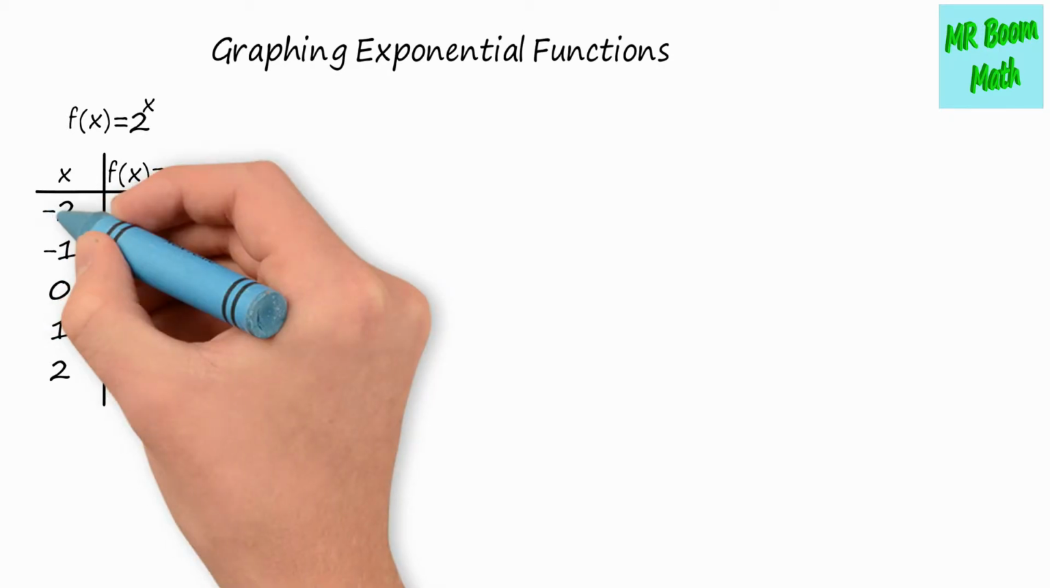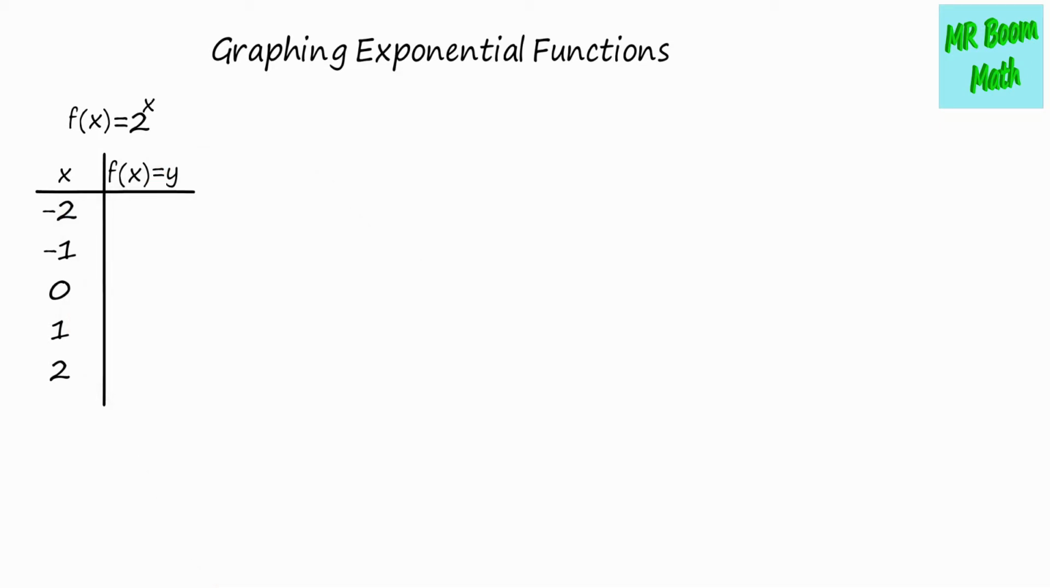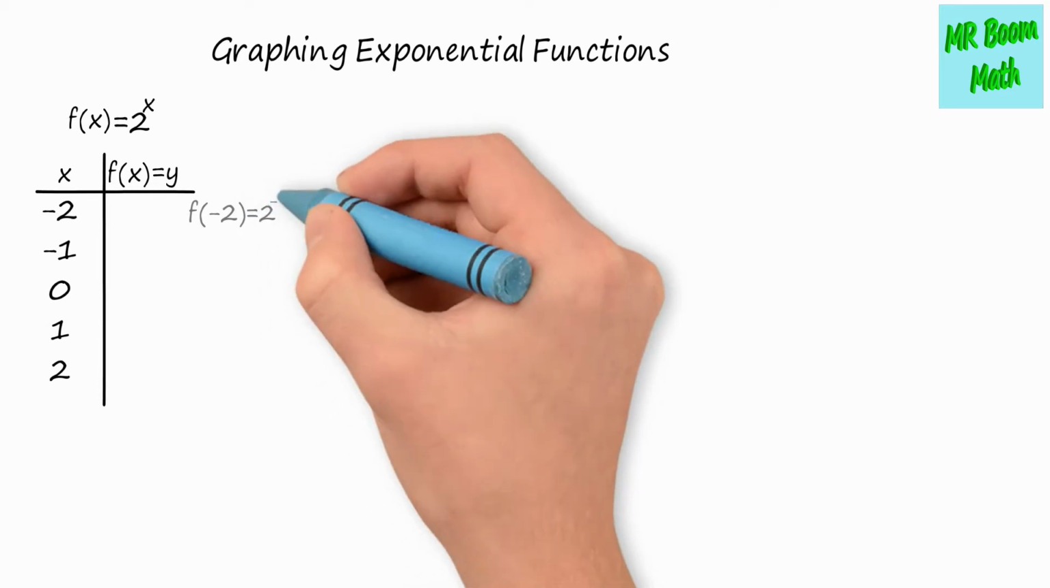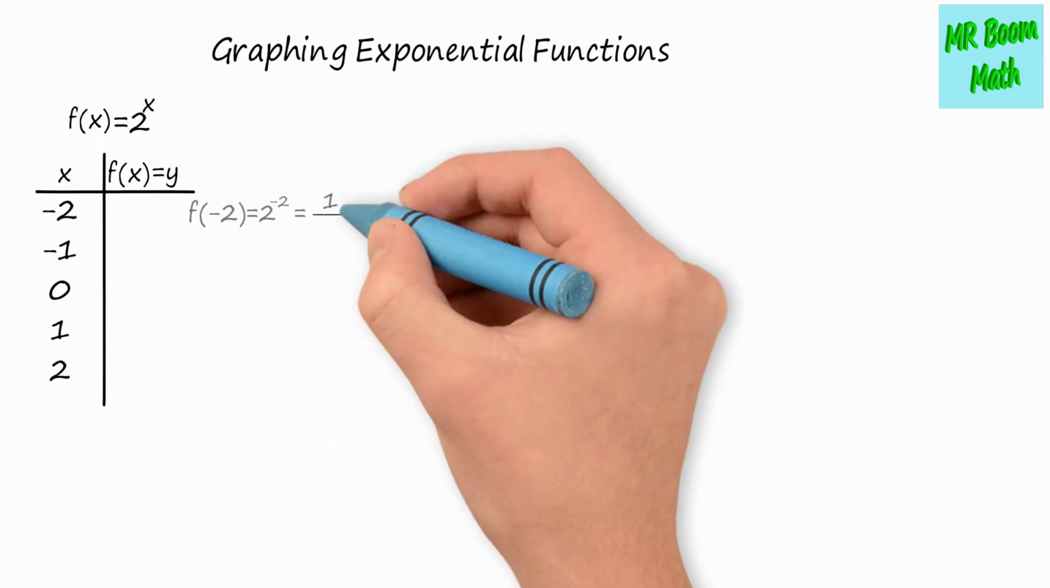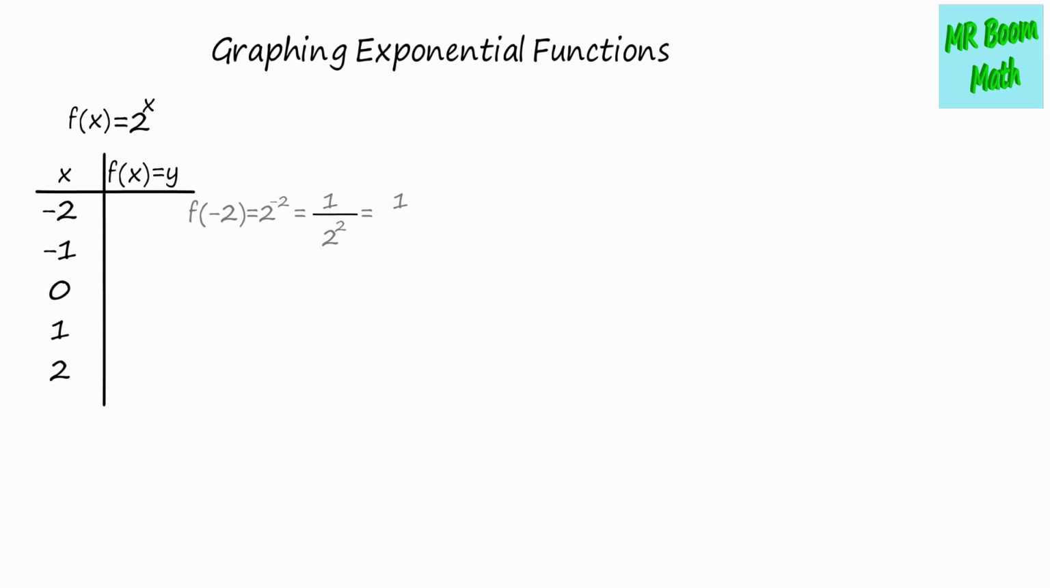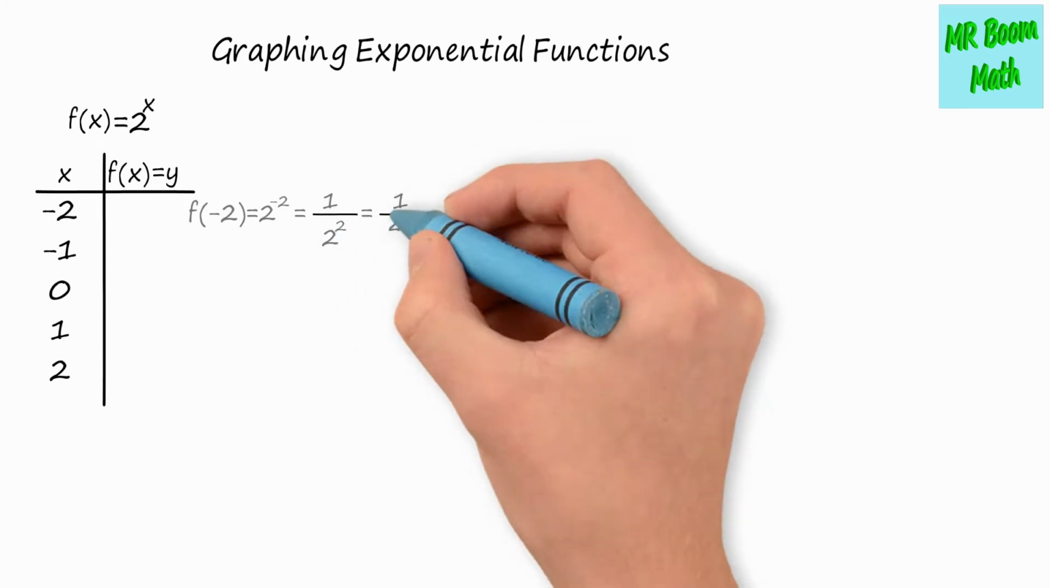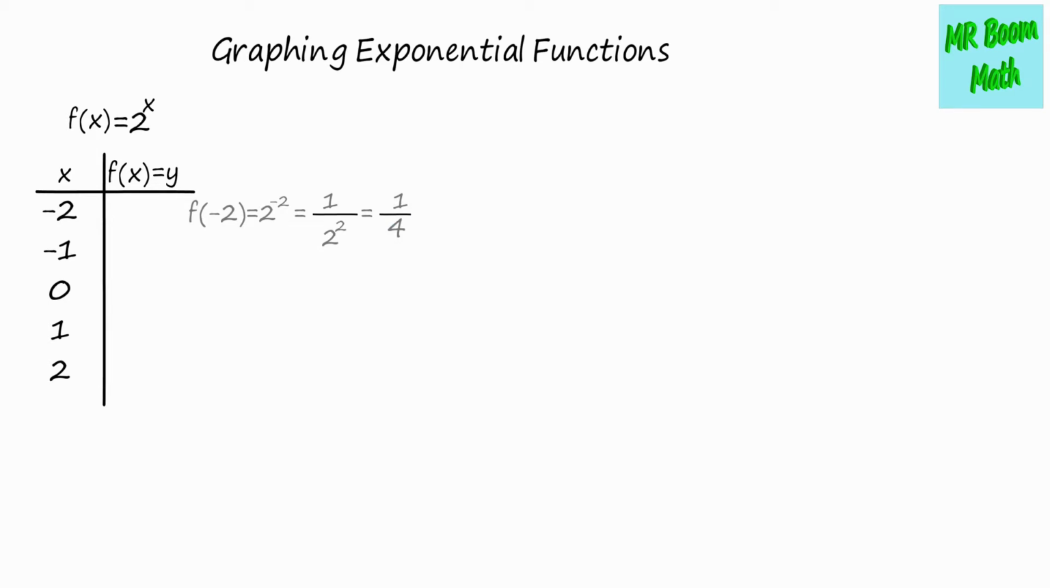So if I plug in -2 for x, I have f of -2 is equal to 2 to the -2 power. I can write this as 1 over 2 to the second power, which is equal to 1 over 4. So when my x value is -2, my y value is 1/4. Next, I plug in -1. f of -1 is equal to 2 to the -1st power. It's equal to 1/2.